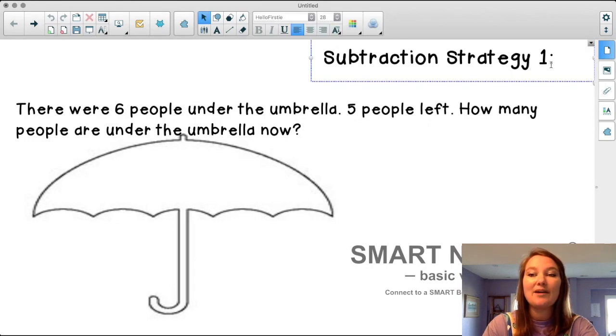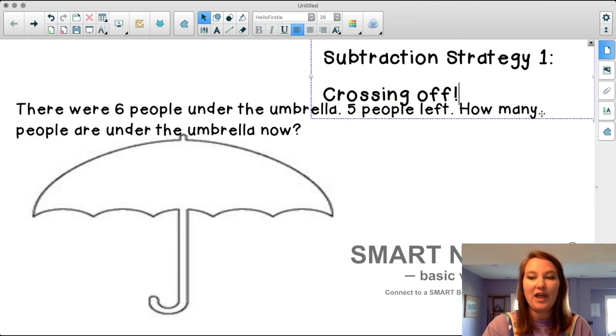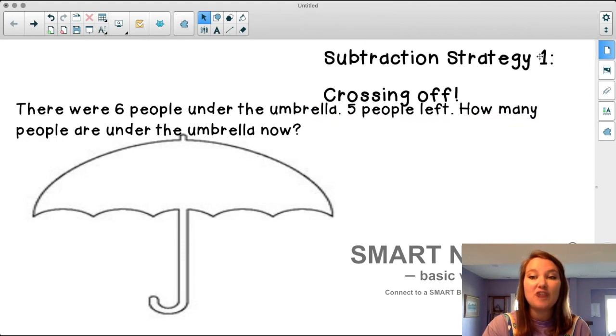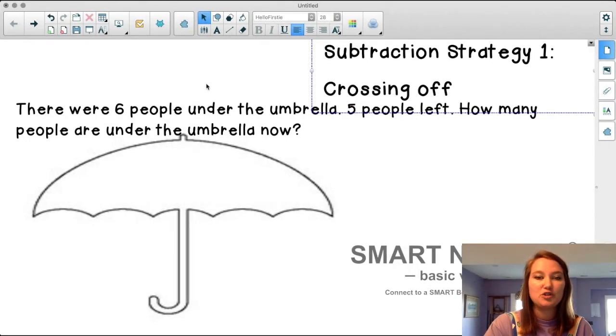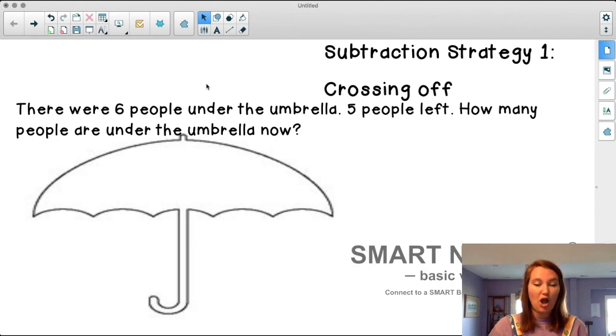And we're going to talk about strategy number 1 today, which is crossing off. Okay? So in subtraction strategy number 1, it's just like our addition strategy number 1 where we drew a picture. In subtraction, we're going to draw a picture, but then because we're taking them away, we're going to be crossing off things in our picture. Okay? So in our subtraction problems in kindergarten, what we're looking at is there's usually going to be some number that tells a total, and then we take away some of that number and we get a new total.